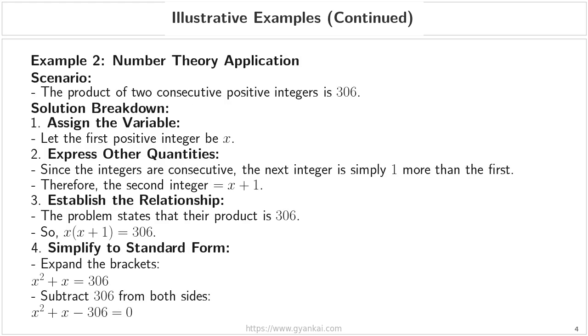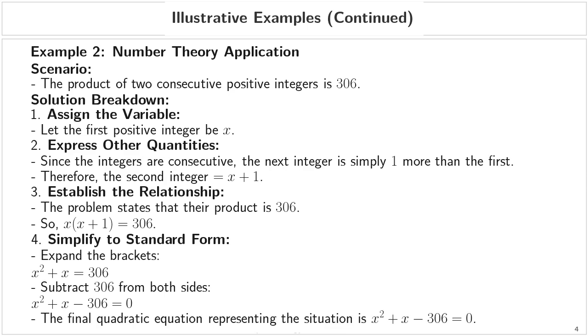Step 4. Simplify to standard form. To make this a proper quadratic equation, we need to expand the brackets. Multiplying x by both terms inside gives us x squared plus x, which equals 306. However, as we learned in our step-by-step guide, we cannot stop here. We must move all terms to one side so the equation equals 0. By subtracting 306 from both sides, we arrive at our final result. x squared plus x minus 306 equals 0. So, the final quadratic equation representing this situation is x squared plus x minus 306 equals 0.